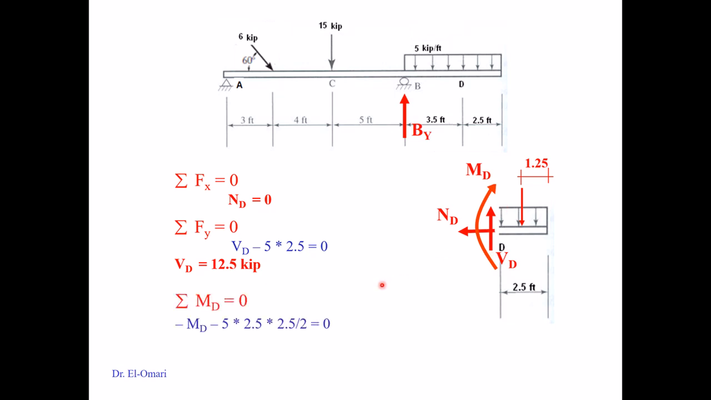And then finally the moment, which is you take the moment rotating here clockwise, negative, and then also this rotates clockwise, so it's 5 times 2.5, the distance, to get the resultant, and then times the moment arm, which is halfway, 2.5 half, or 1.25. This will give us a moment of negative 1563, which means it has to be in the opposite direction of that, or counterclockwise.